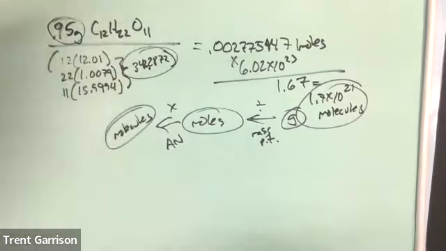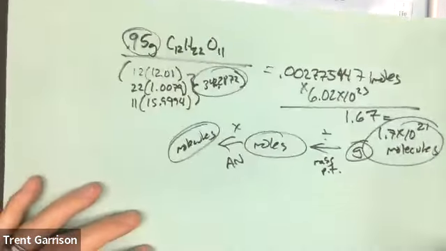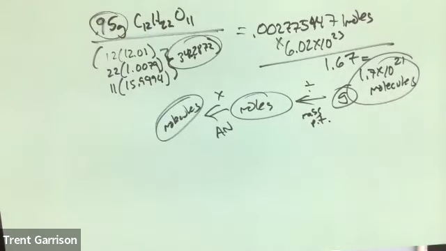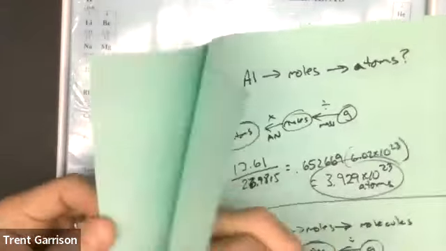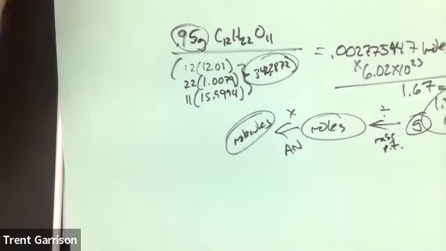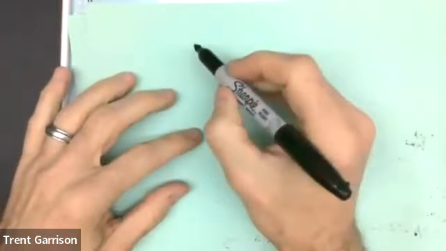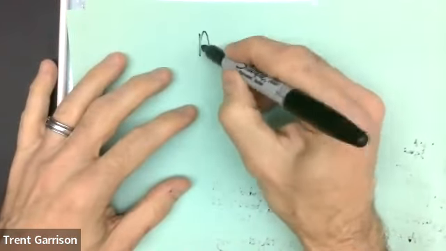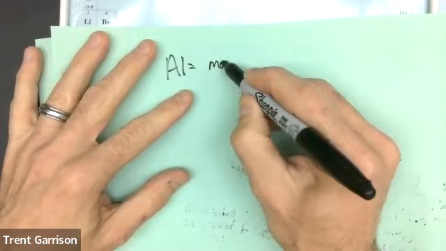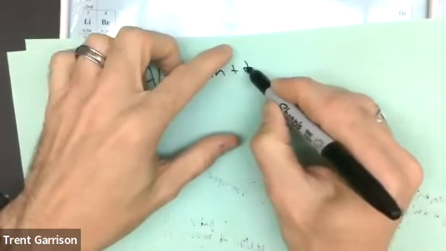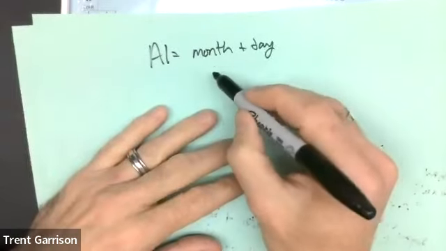Okay, folks, this is what I want you to do, but here's the deal. I've just done it. You are going to do it with your own numbers. So here's how you're going to figure out what numbers you're using. You are going to do the birthday trick. For your first one, aluminum, the mass that you're going to use is your month plus day.